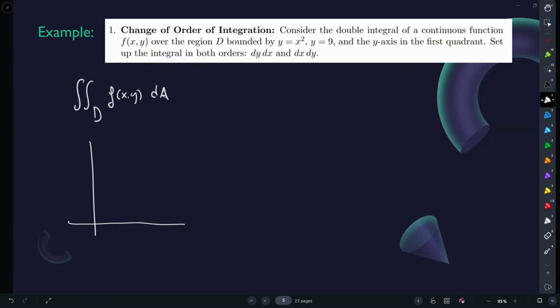They are asking me to draw it in the first quadrant. The first quadrant, so it's just x and y are positive. And it is bounded by the y-axis. It is bounded by y equals x squared. And it is bounded by y equals 9.